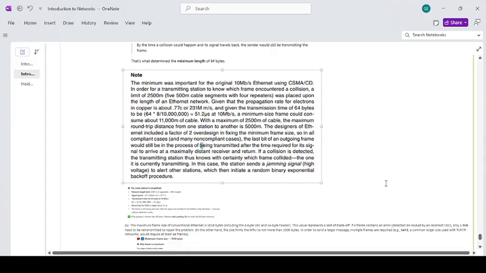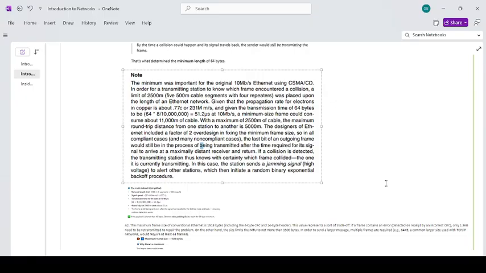So note, the minimum was important for the original 10 megabits per second Ethernet using CSMA/CD in order for a transmitting station to know which frame encountered a collision. A limit of 2,500 meters, 500 meter cable segments with 4 repeaters, was placed upon the length of an Ethernet network. Given that the propagation rate for electrons in copper is about 0.77 C or 231 million meters per second, and given the transmission time of 64 bytes to be 64 times 8 over 10 million, equals 51.2 microseconds at 10 megabits per second, a minimum size frame could consume about 11,000 meters of cable.